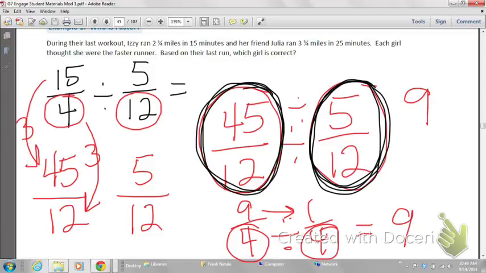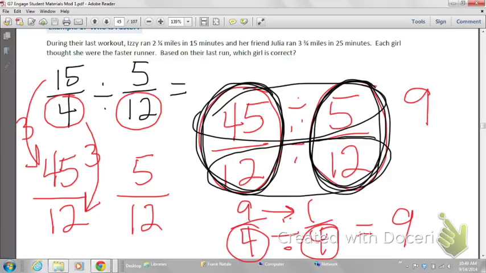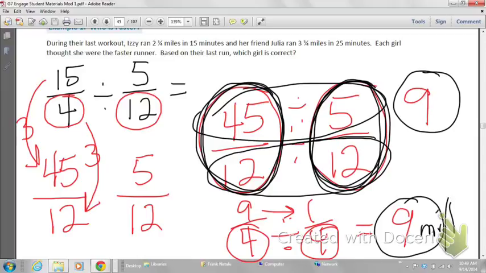Again, if you get that denominator common here, all you need to do is divide these numerators. All right? And again, we can see they both went 9 miles per hour. All right? 9 miles per hour. Okay?